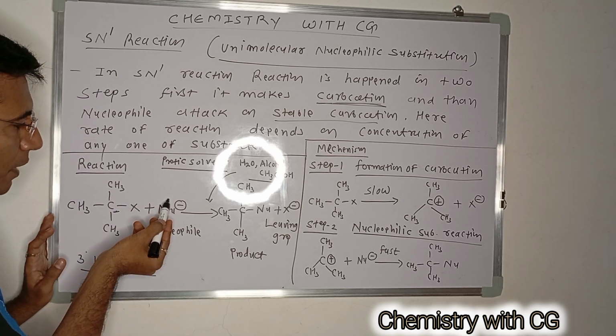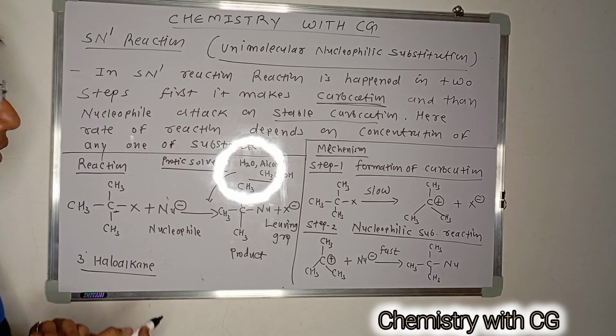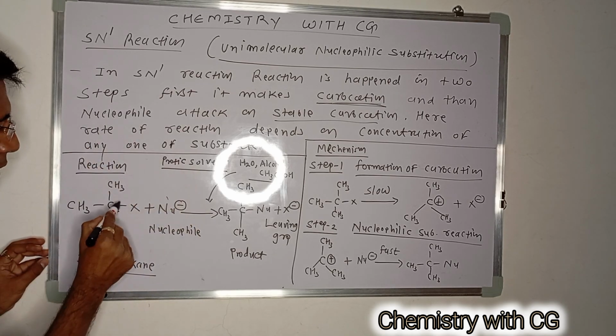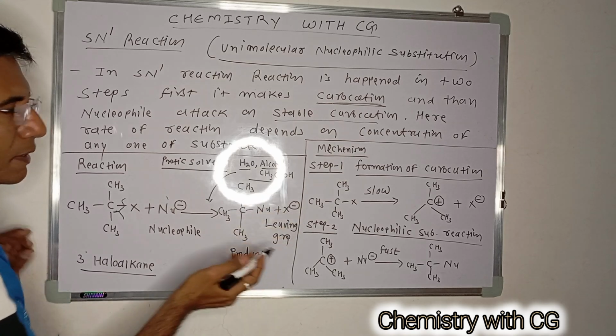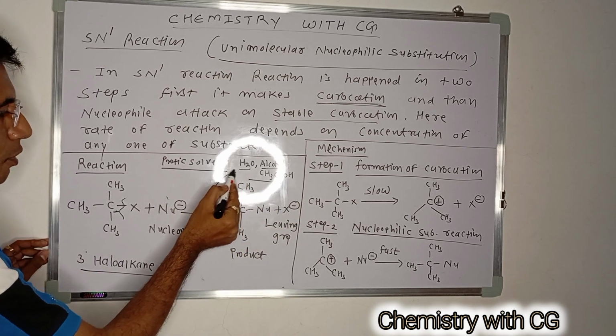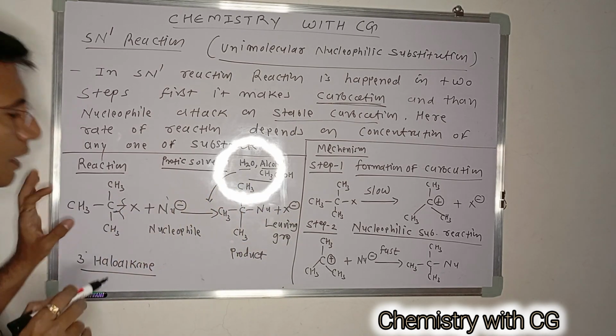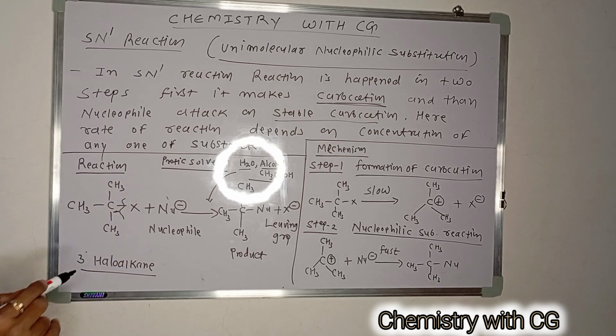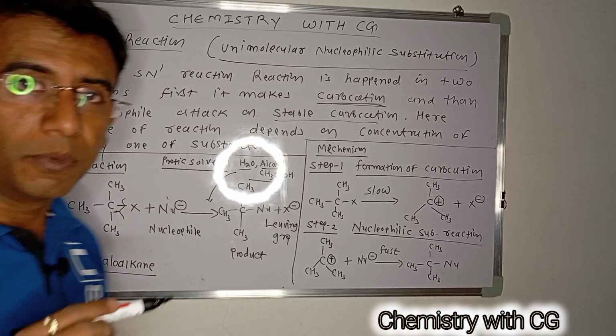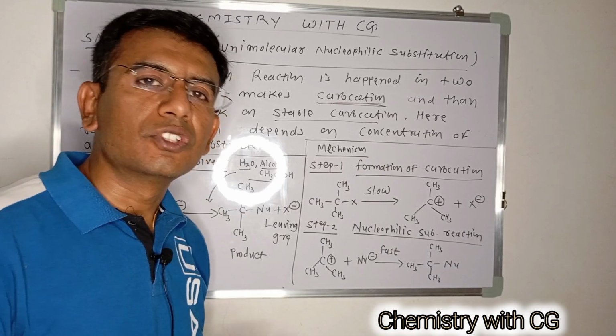But first, the nucleophile does not directly attack this carbon. First we have a protic solvent like H2O, alcohol, or acetic acid, whatever you consider. This protic solvent reacts with this tertiary haloalkane to break the bond between carbon and halogen to form a stable carbocation. So first we use the protic solvent.